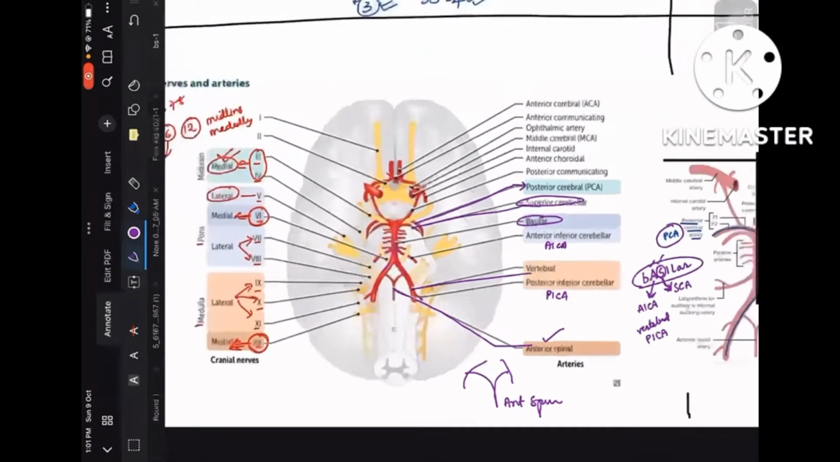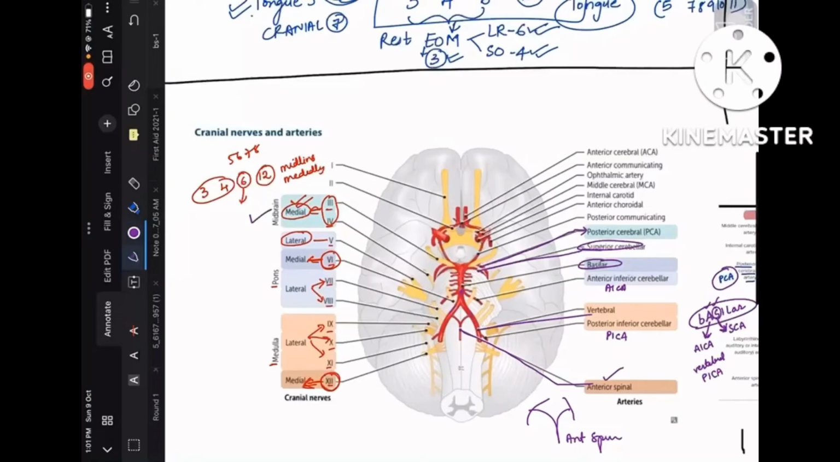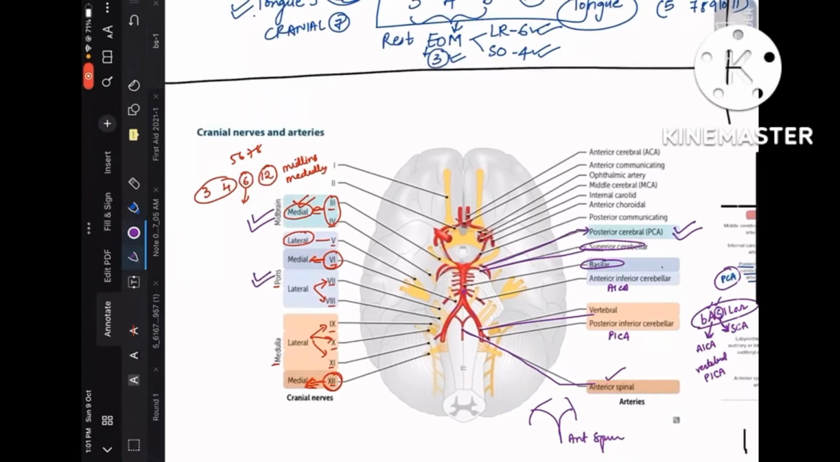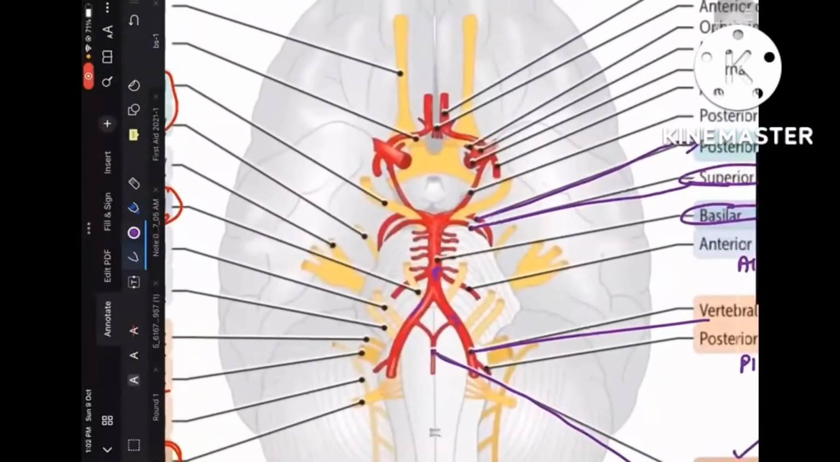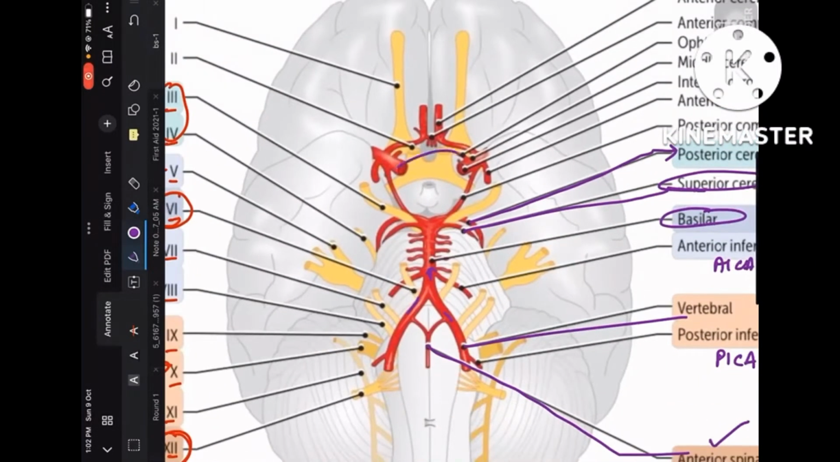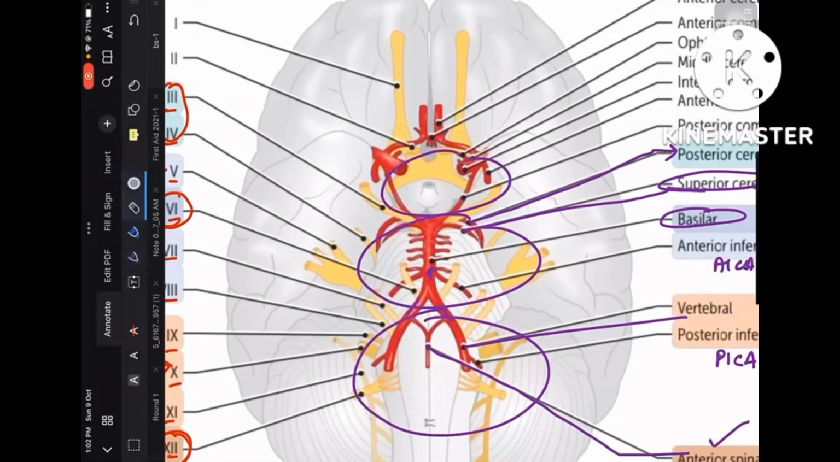So see the coloring here. The blue color one, that is the midbrain, is supplied by the blue color artery, that is PCA. Coming to this purple color one, the pons is supplied by the basilar and AICA, whereas the medulla is supplied by the vertebral artery, posterior inferior cerebellar artery and anterior spinal artery. So see guys, this area here is midbrain, pons and medulla, right? So you can look at here also.